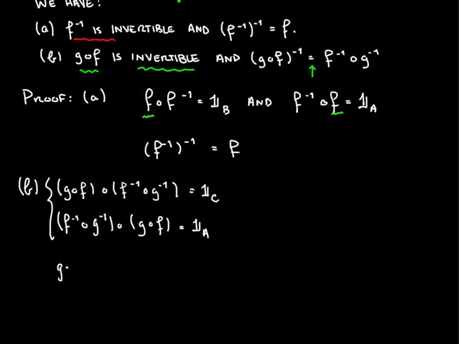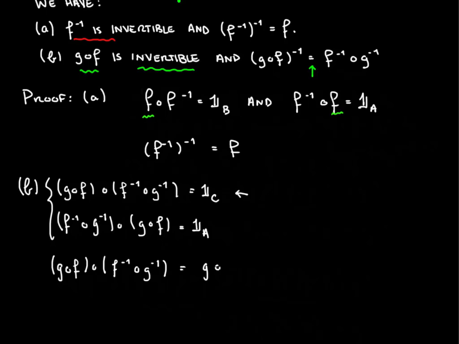Now, let's actually verify the first equality right here. So we take g circle f, circle f inverse, circle g inverse. That's a lot of circles, my goodness. Now, what we're going to do here, this is the only thing that we're going to do, is use the fact that the composition of functions is associative. So we can move around the parentheses however we'd want to, and it's not going to change anything.